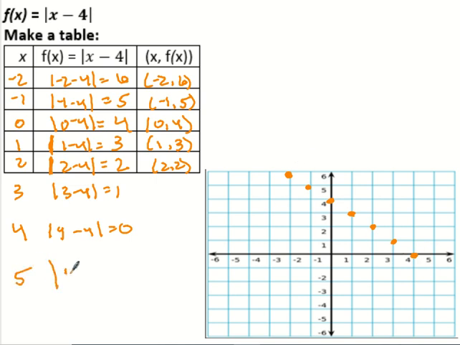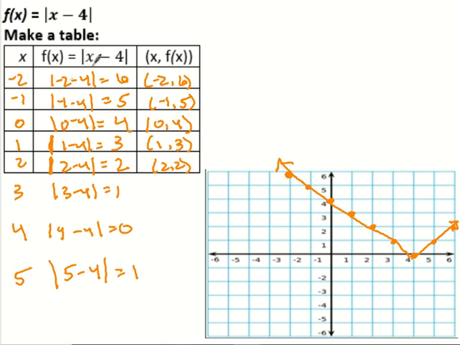But now when I go to 5, I have absolute value of 5 minus 4. Well, that's going to give me 1, and the absolute value of 1 is 1. So I go 5. Now we're going to start going back up, and it's going to continue going back up. So now the V goes like this. Now this is going to continue going up.